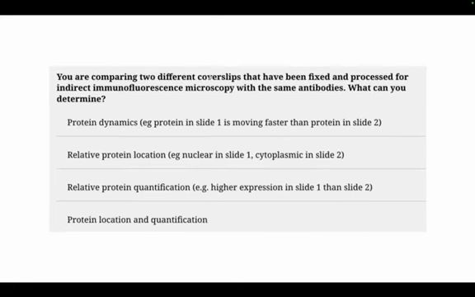You're comparing two different cover slips that have been fixed and processed for indirect immunofluorescence microscopy with the same antibodies. What can we determine? We can determine things like relative protein location. We can determine relative protein quantification. Obviously, we can see that fluorescence might be higher for one, higher in the other. So we can determine both protein location and quantification.